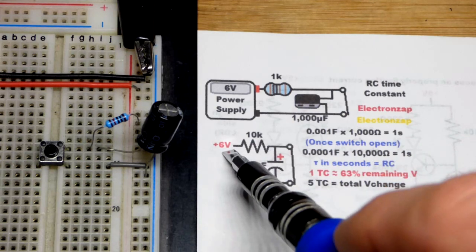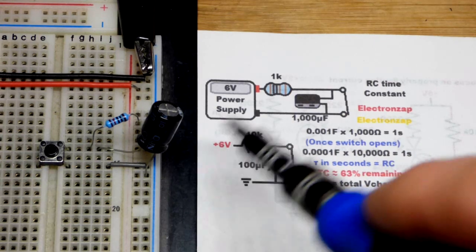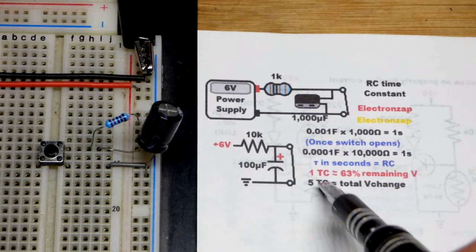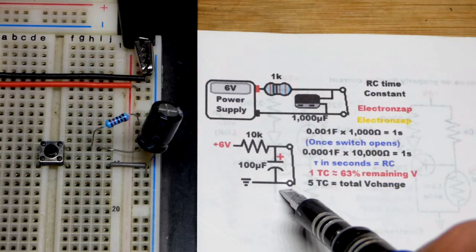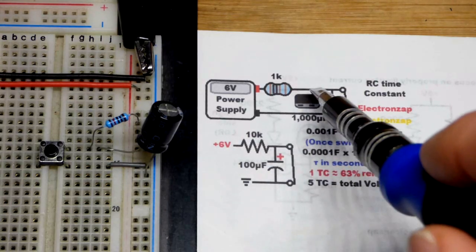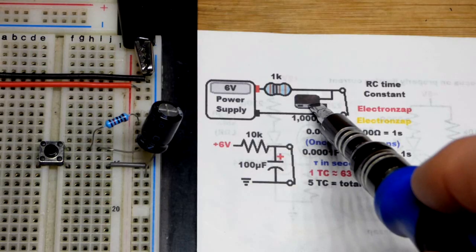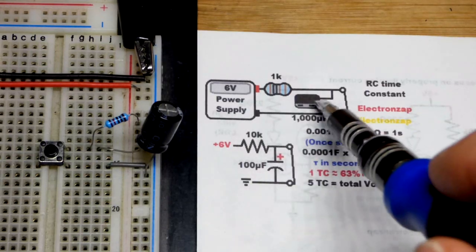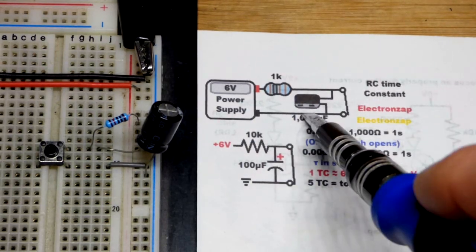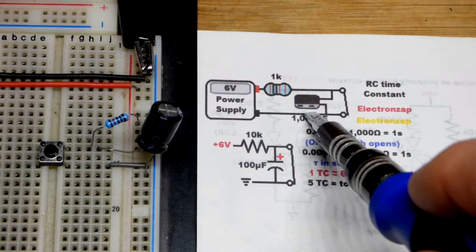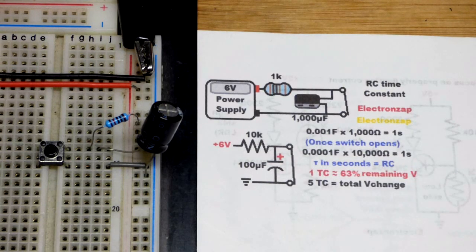With the 6 volts, the voltage will rise faster, but still it's going to take about 1 second with either one of these setups right here for the capacitor to charge to 2/3 of the total difference once we open the switch right there, and then a second to get about the next 2/3, and so on.